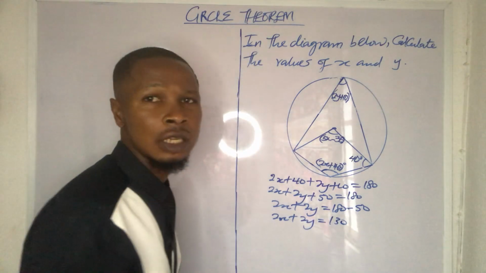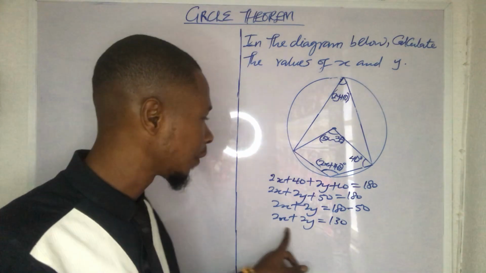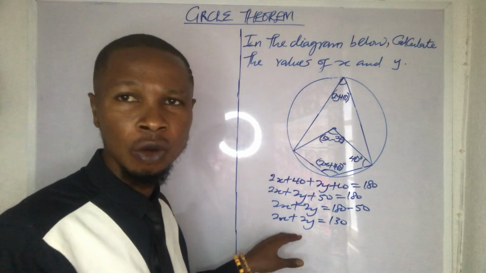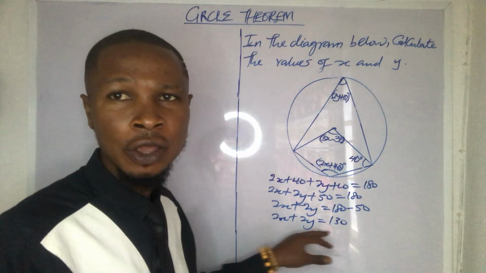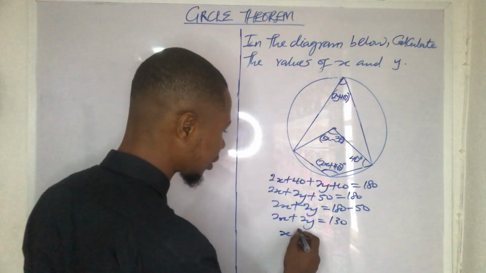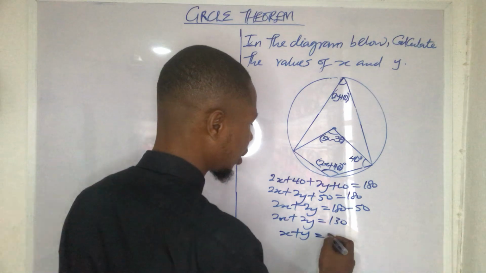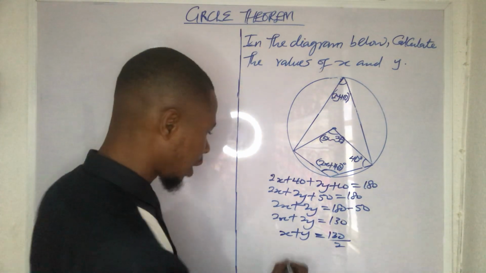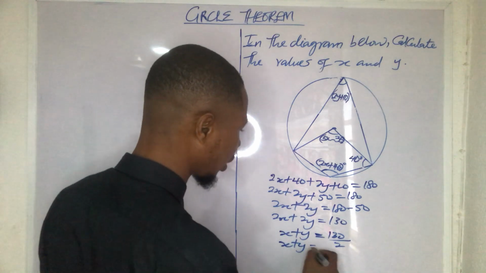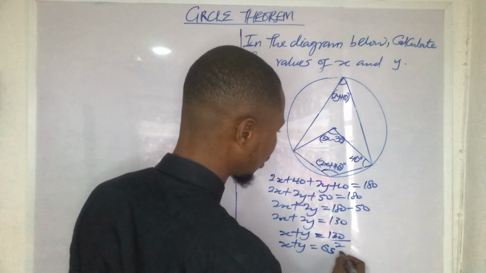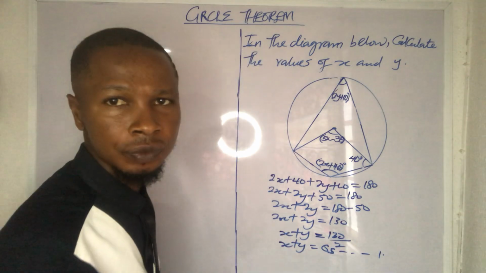Now, I discovered that 2 can divide through all these values. So I can reduce it. It's not compulsory, but to make the work easier, you can reduce by 2. If I divide through by 2, I will have x plus y is equal to 130 divided by 2. Then in that case, I will have x plus y is equal to 65. Call this one equation 1.